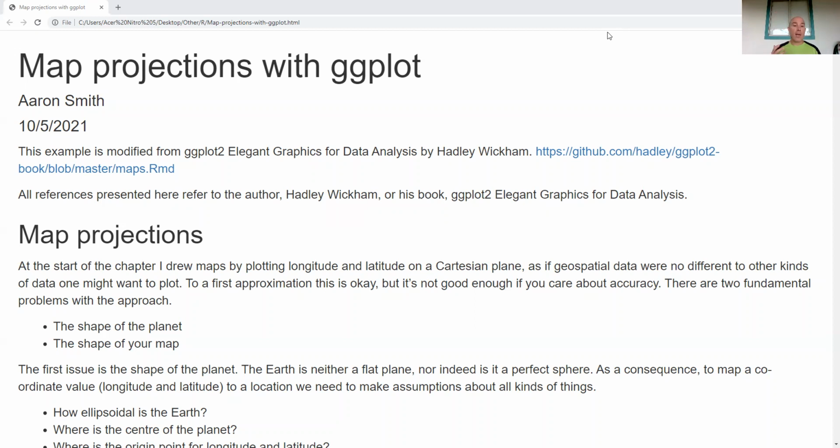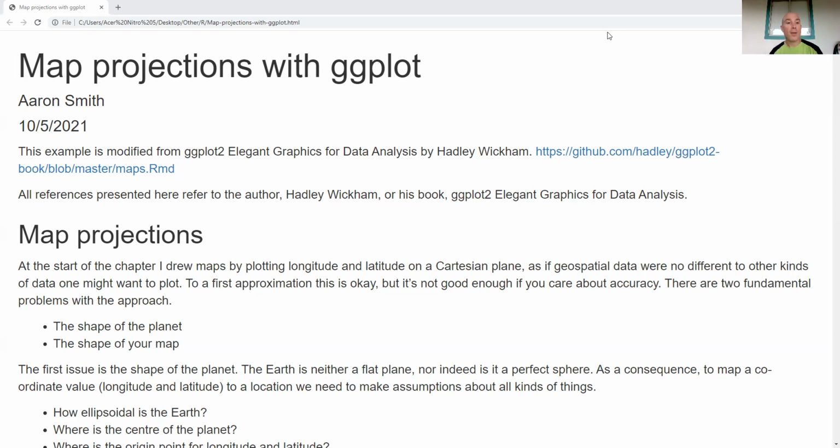Okay, so in general, there's going to be two aspects that we focus on when we talk about distortion: shape of boundaries, shape of countries, shape of islands, and also area. All right, so shape and area are the two things that we really focus on when we talk about the distortion.